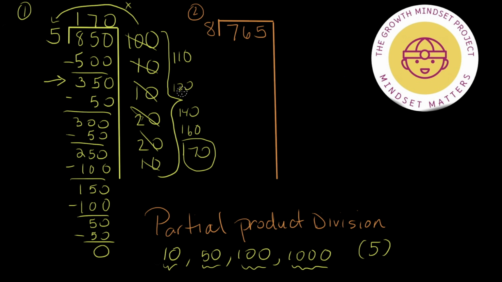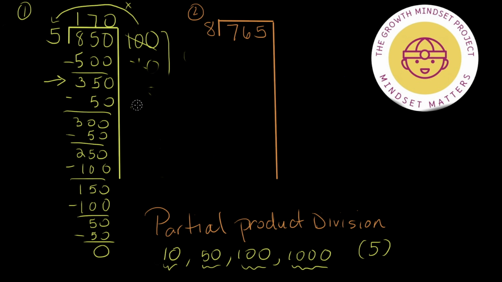And you can double check this just in case. So if we wanted to say, well, let's make sure that we're right. Let's make sure we did all this work correctly. We'll take our answer, 170, we'll multiply it by 5, and let's see what we get. 5 times 0 is 0. 7 times 5 is 35. 5 times 1 plus 3 is 8. 850.